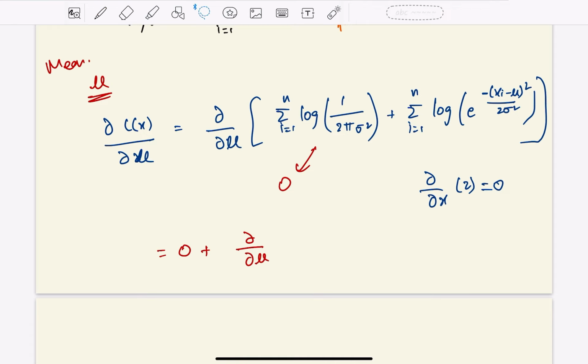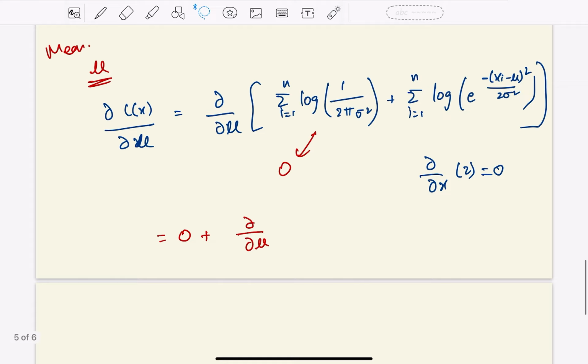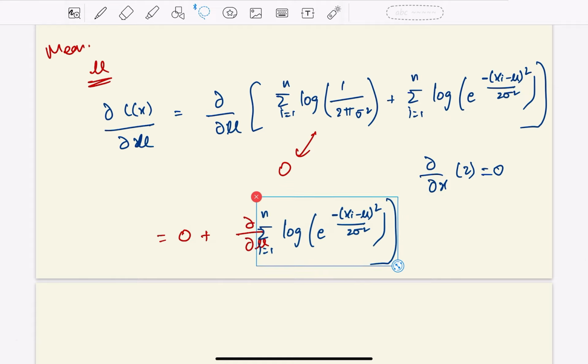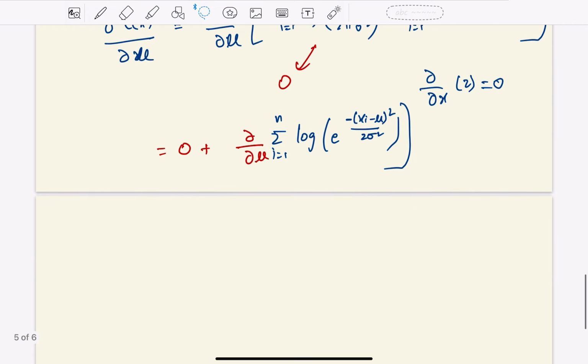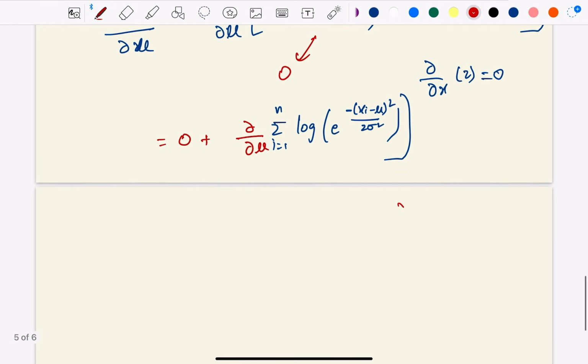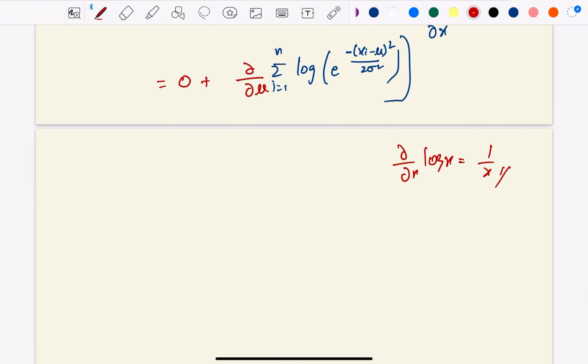Okay, let me do the smart work. Nice. So you want to do the derivation of this part. Derivation is nothing but d by dx of log x is 1 by x. So d by dx of log of something. Let's consider this as x, and log x would be e power (xi minus mu) whole square divided by 2 sigma square. And now you consider this as an x, and you'll do the derivation for this on top.